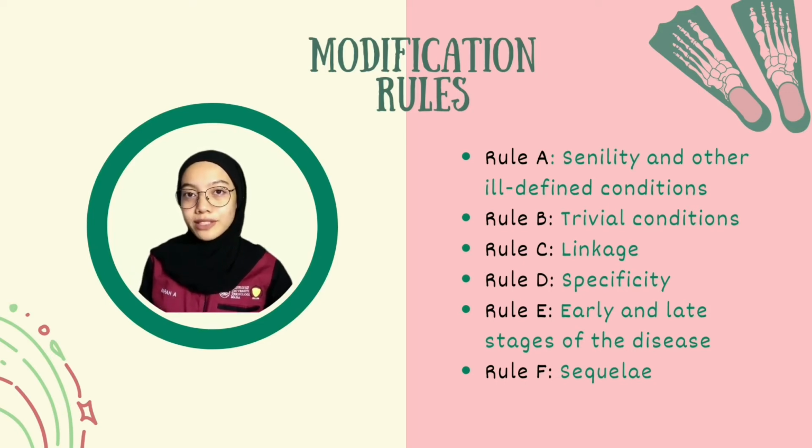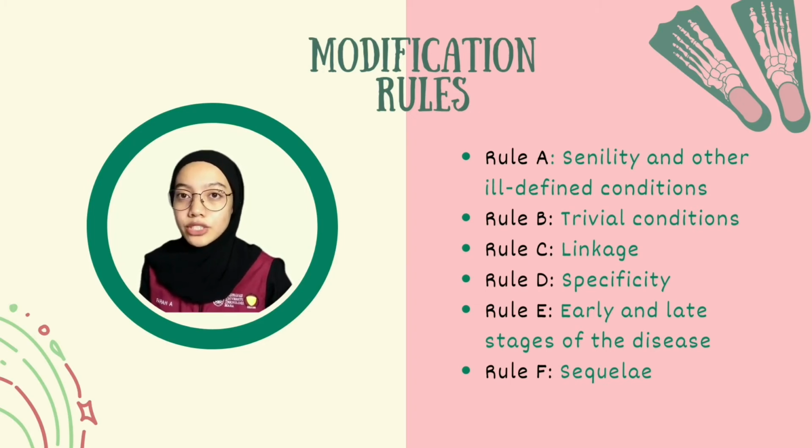Furthermore, Rule C is linkage, where the selected cause is linked by a provision in the classification or in the notes for use in underlying cause mortality coding with one or more of the other conditions on the certificate, code the combination. A type of linkage that we can see in the record is I219 for coronary thrombosis.